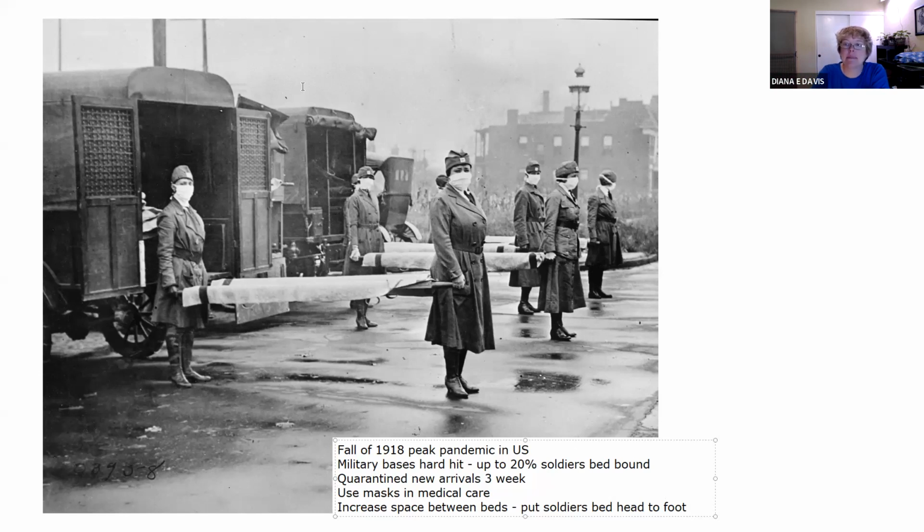Julia, go ahead. Correct me if I'm wrong, but in the picture, are those all women, like female members of the military? Yes. So was that like their job was to deal with the sick? Basically, yes. Yeah.